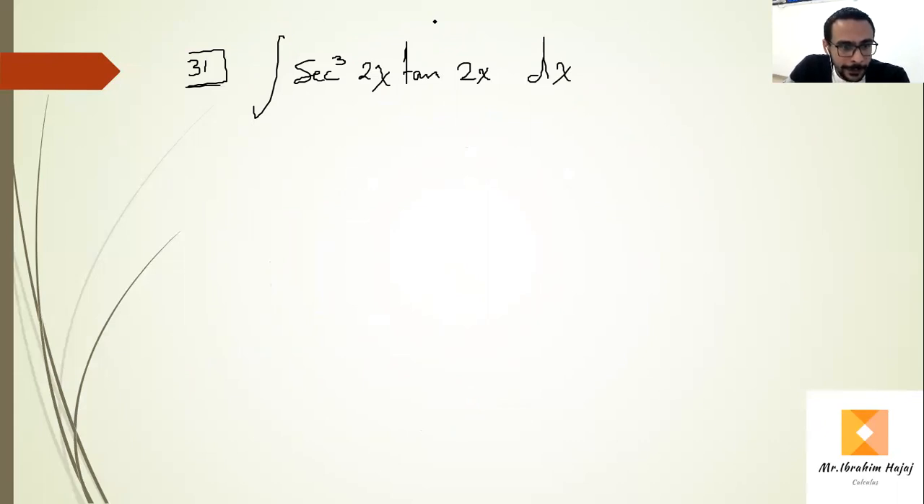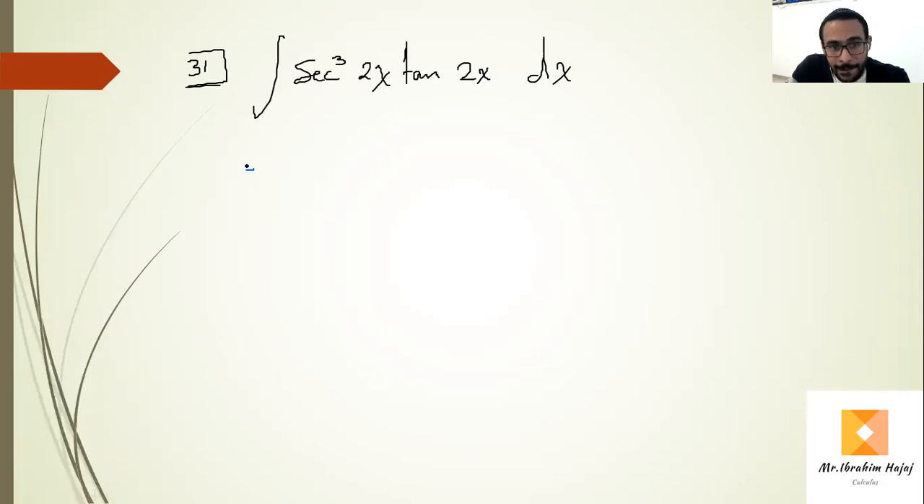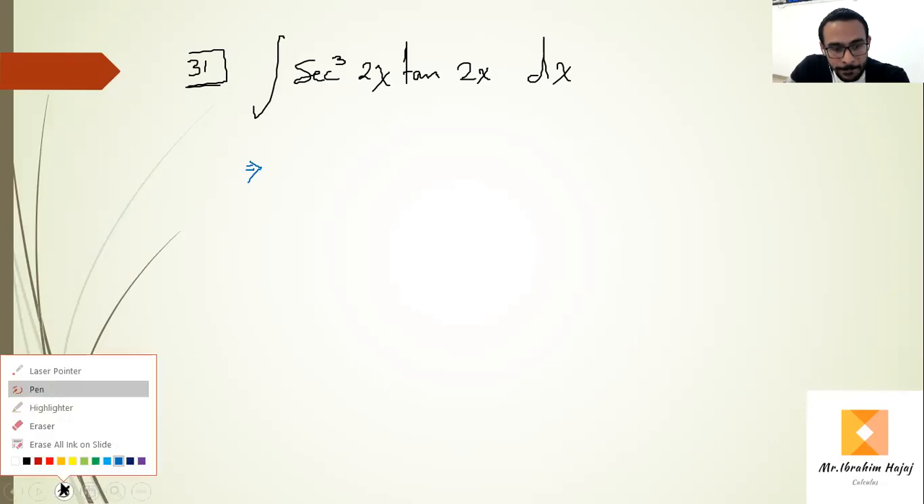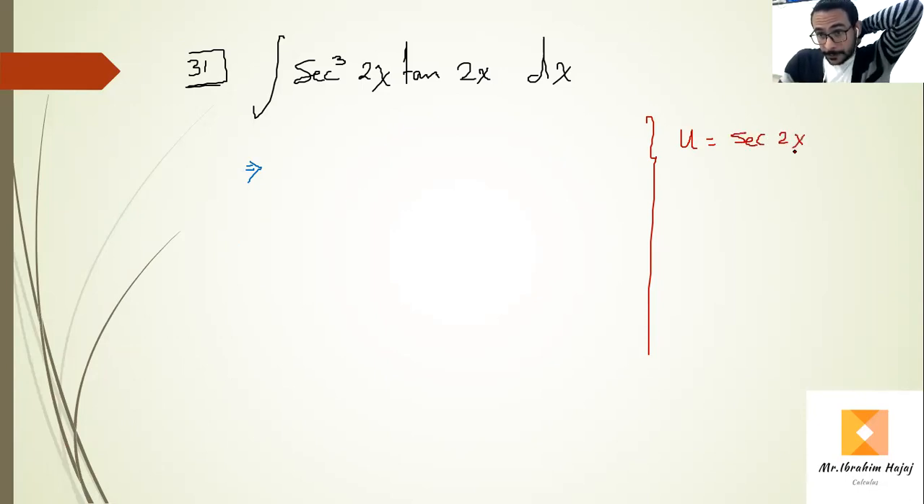Okay, let's go. Would you like me to solve it? Okay. U is? So if u is 2x. Or no, sorry, it's secant. Yes, secant 2x. Right? Yes, secant 2x.